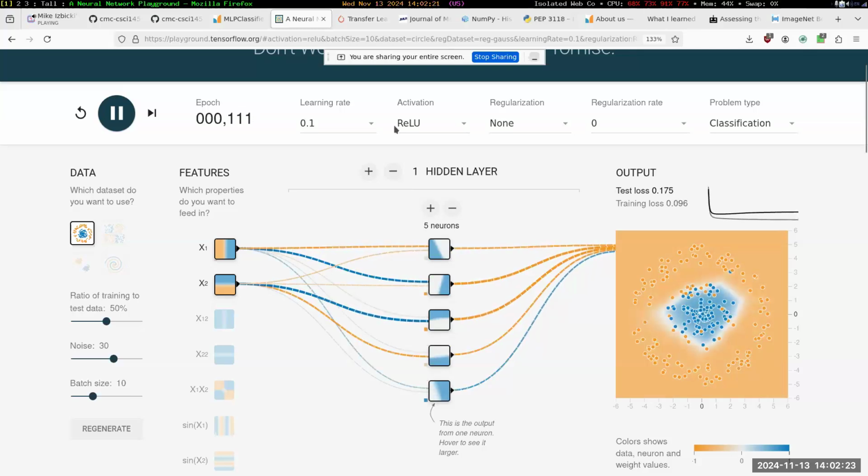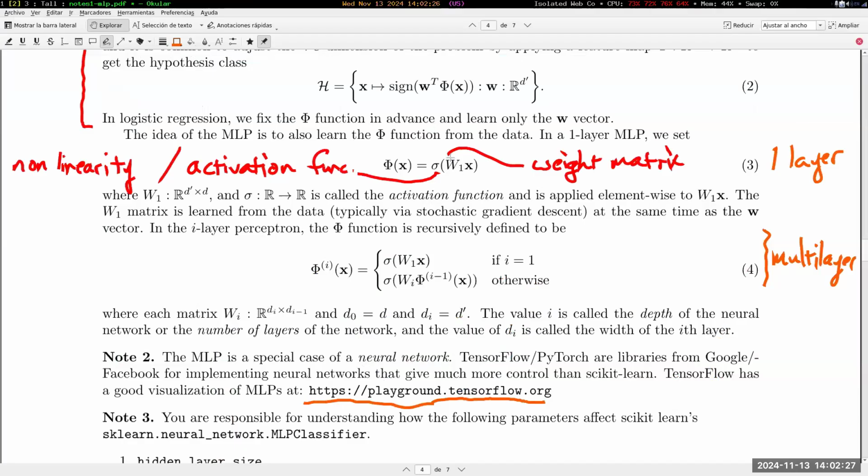This is again a hyperparameter, something that the user chooses in advance, and it's the W matrix over here that's the thing being learned. The W vector and these W matrices are all learned in conjunction with each other.